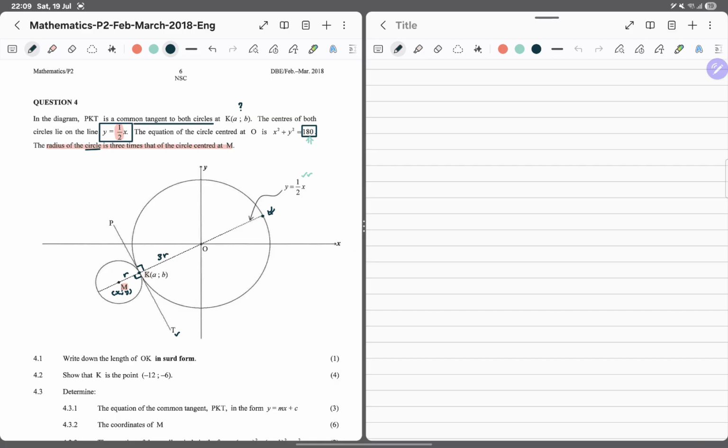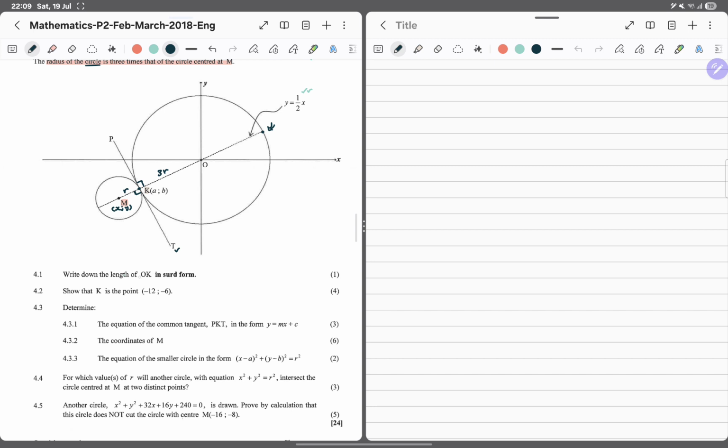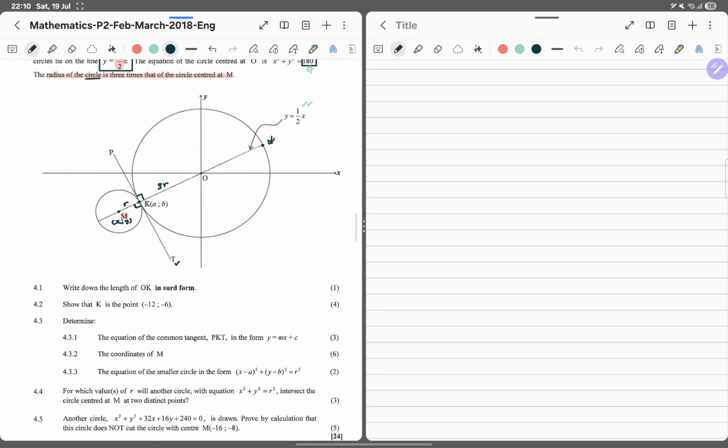So if we see ourselves in this position, we don't really need to skim and scan the questions per se. We can just work through each nicely. But in the exam, you would want to look at that to see if you've got a game plan for each of those questions. In fact, let's just demonstrate that. It says write down the length OK in surd form. We've got it because this piece right here is going to give us that. So that's in the bag.